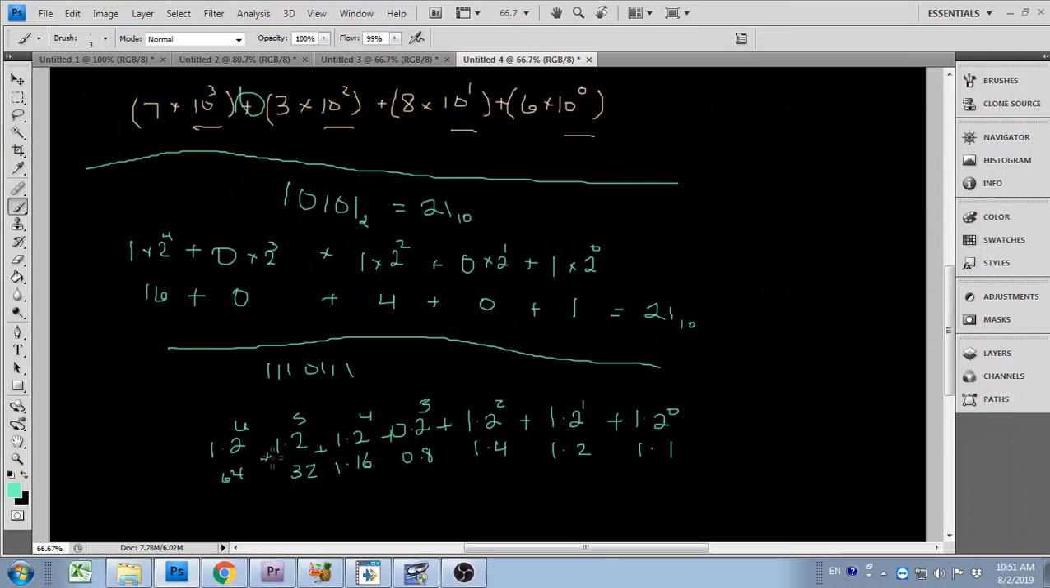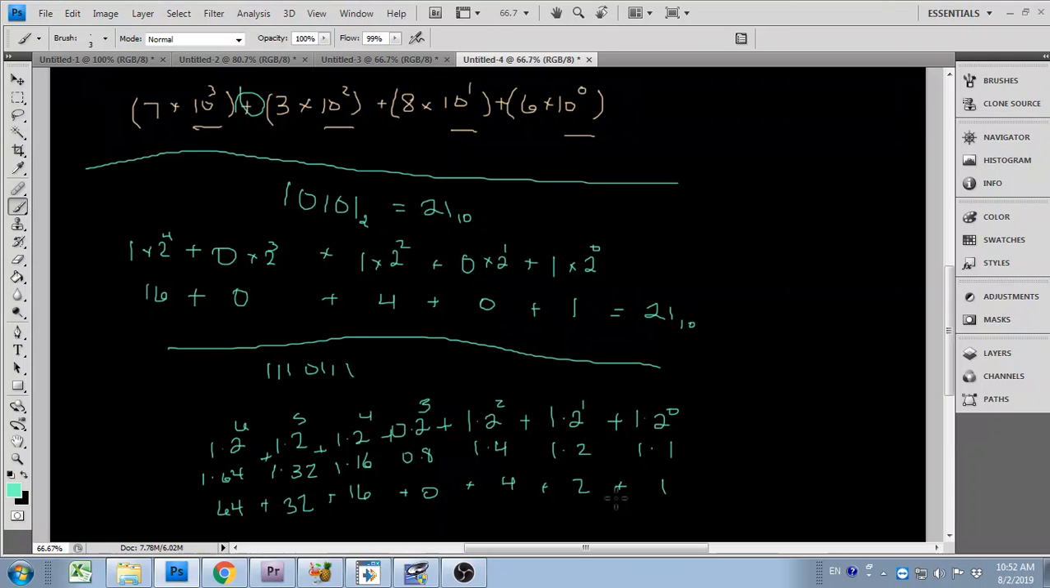There we go. 1 times 2 and 1 times 64. All right, so let's do some math here. 1 times 1 is 1. 1 times 2 is 2. 1 times 4 is 4. 0 times 8 is 0. 1 times 16, 1 times 32, 1 times 64. All right, and remember these are all added together.